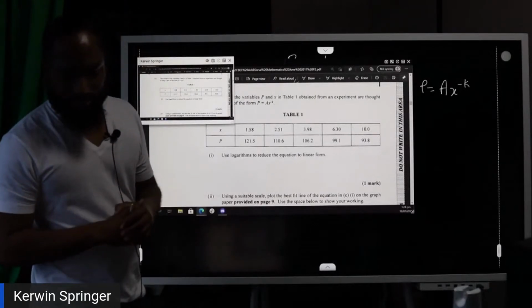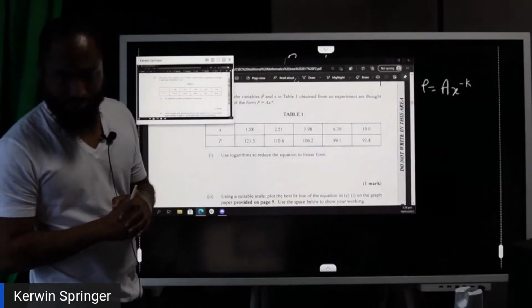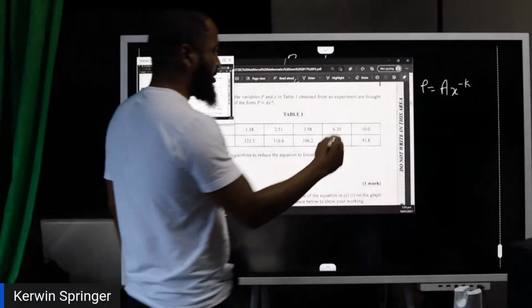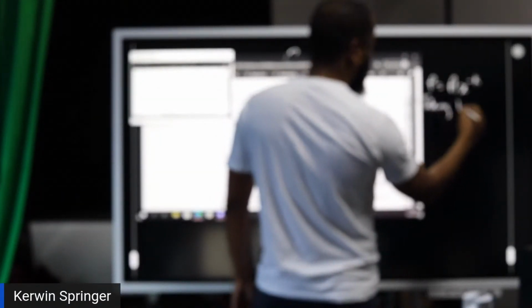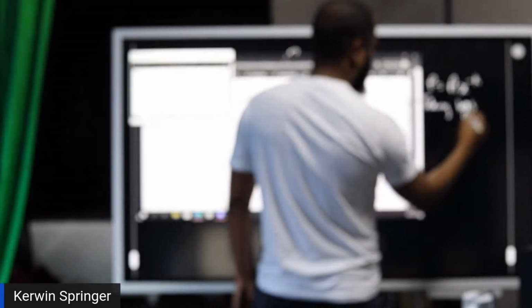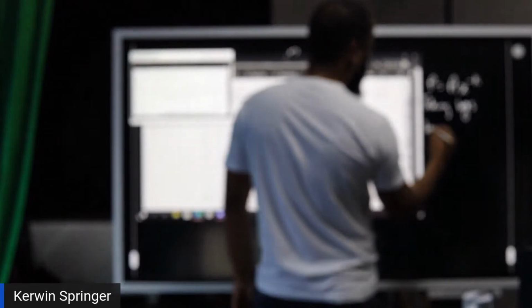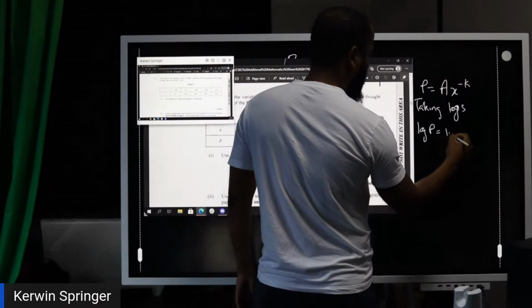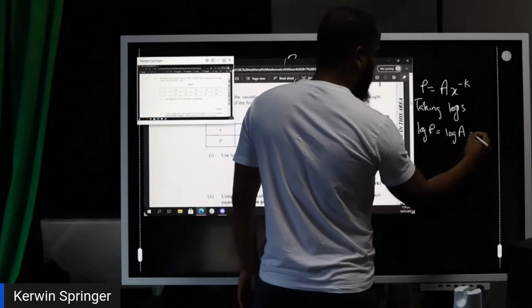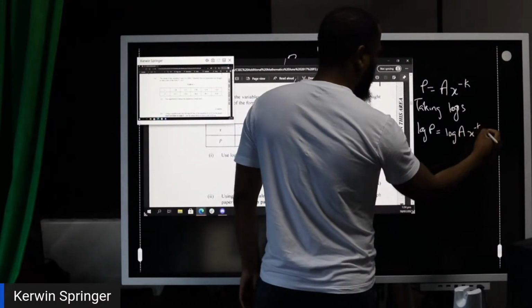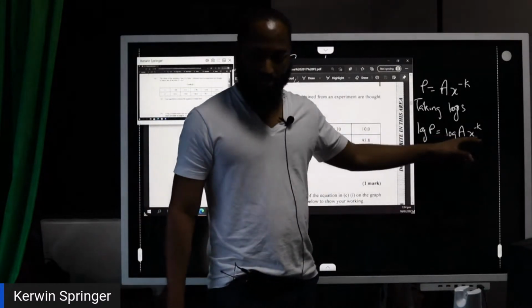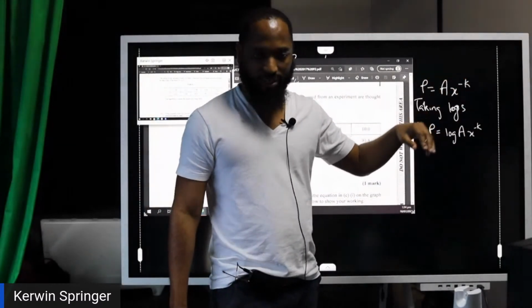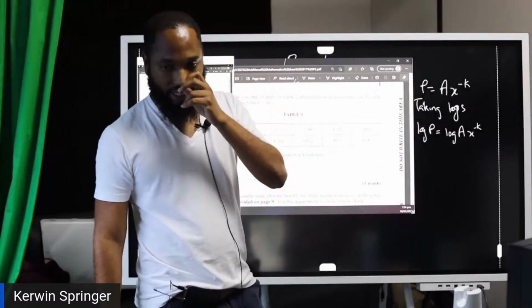Easy thing. So if I take logs, you get log of P is equal to log of AX to the negative K. Now I want you to treat this as a product. The A is by itself and the X to the power of negative K is by itself as well. So you're treating it as a product.